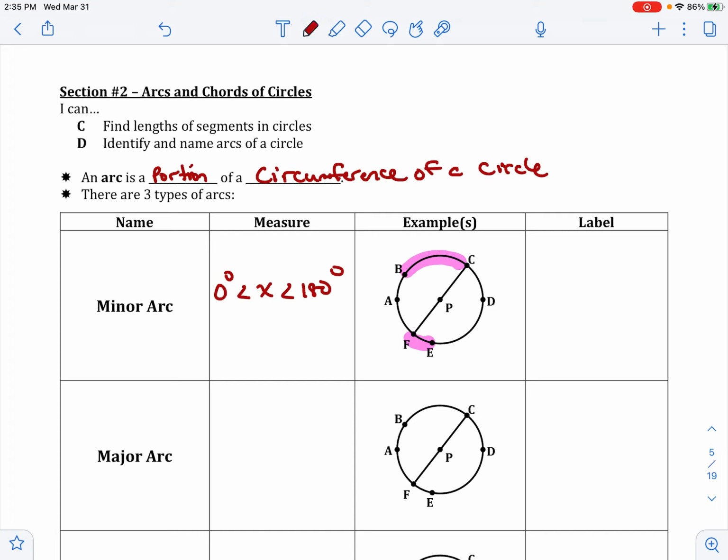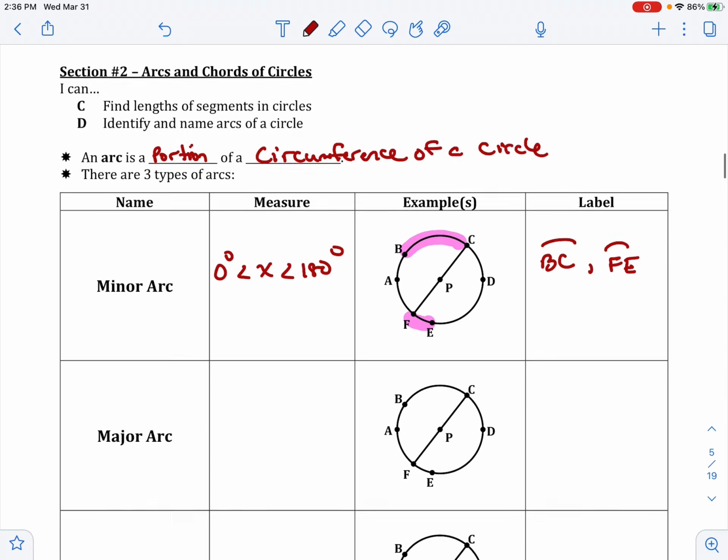Now when we write arcs, we have to use this little arc symbol. Like I identified arc BC, and I also identified arc FE. There are others on here. Usually minor arcs are labeled with just 2 letters, which is different than major arcs.